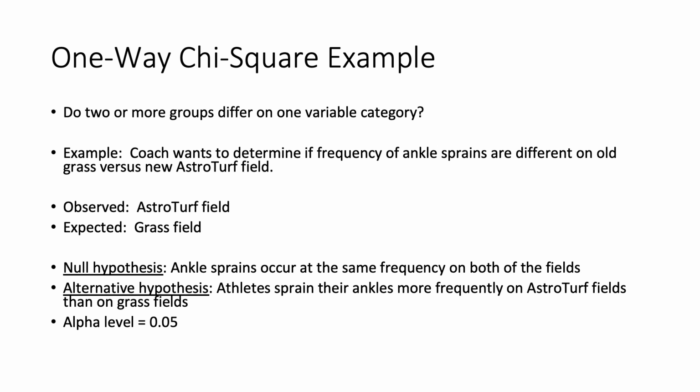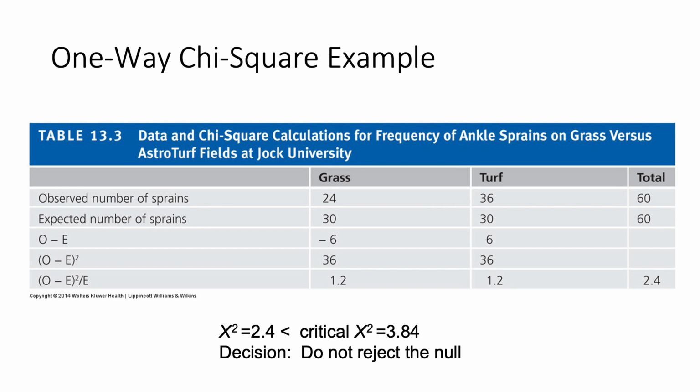Then we would set the alpha level at 0.05. The actual number of sprains is the observed frequency on each field. For the expected frequency, consider what you would anticipate if there were no differences between the fields. In this case, you would expect that half of the sprains occurred on the grass field and half occurred on the astroturf field.